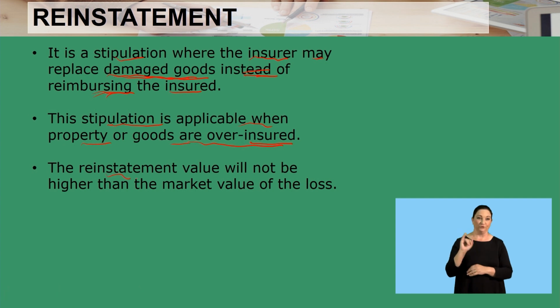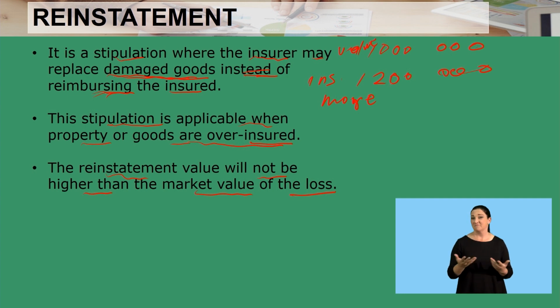And then the reinstatement value will not be higher than the market value of the loss. So this is the situation. The house is now 1 million, and the insurance amount is 120 million. This means the insurance amount is more, so there is over insurance, because the house value is 1 million.